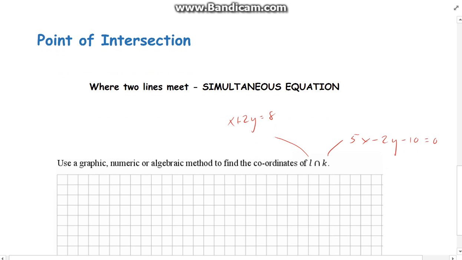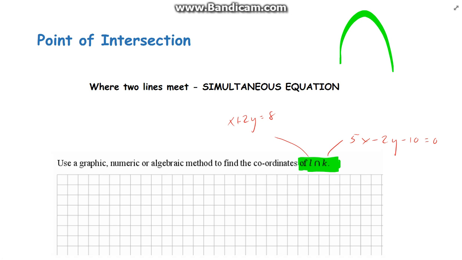In the exam papers this year, it didn't ever say point of intersection. It had that sign there. And you should know from your sets in Junior Cert that it means intersect. So it said, using the graph, numeric or algebra method, find the coordinates of where L intersects K. So you need to know that means point of intersection, therefore simultaneous equation.